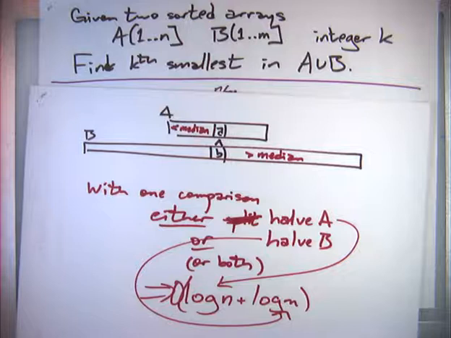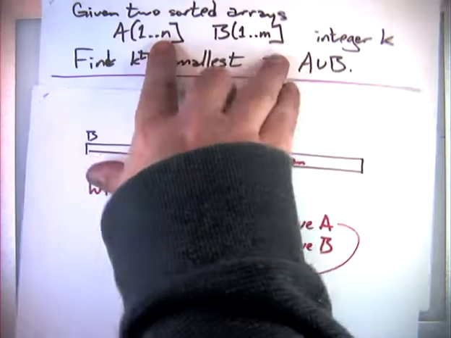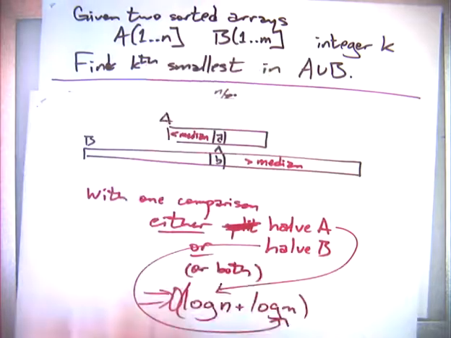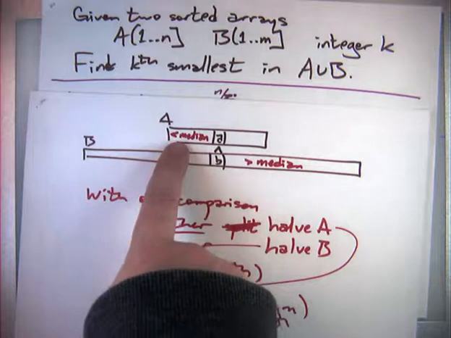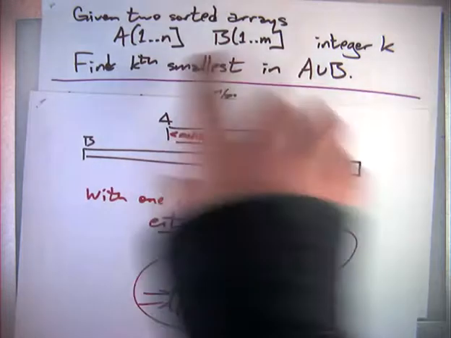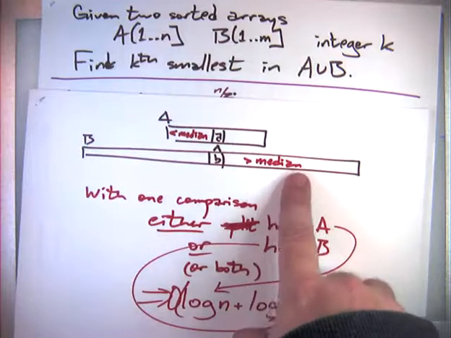But no matter what k is, I can always identify at least half of one of those two arrays that I can throw out. And then I recurse on what's left. So depending on your k, if k is bigger than (n plus m) over 2, then I'll throw out the bottom half of A here. If k is less than (n plus m) over 2, I'll throw out the top half of B.